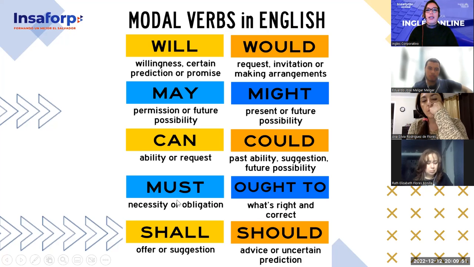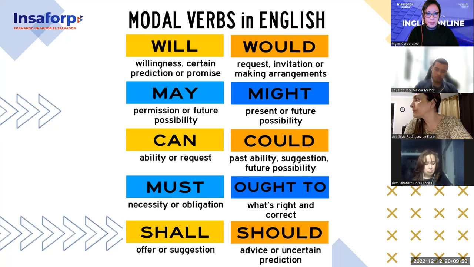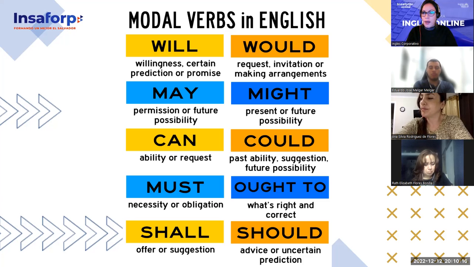Must is for necessity or obligation. So you say an obligation, like for example, you must be on time or you must clock in on time for your job, right? Es una obligación que usted tiene que ponchar en el reloj a tiempo cuando llega a su trabajo, ¿verdad? You must be on time. Esa es una obligación. No es una sugerencia, es una obligación la que se expresa cuando usamos el modal verb must.